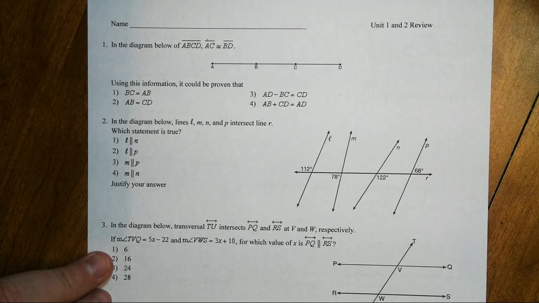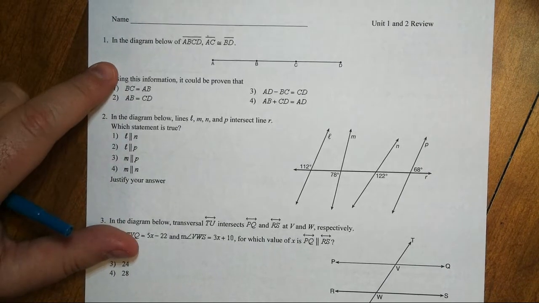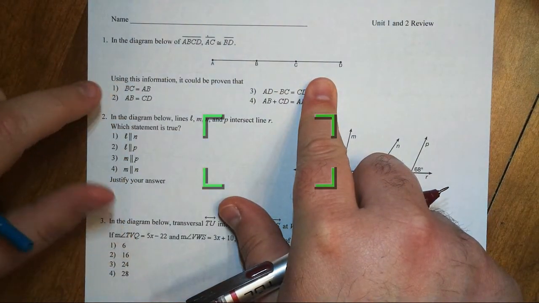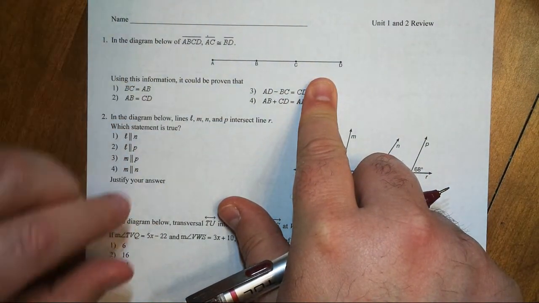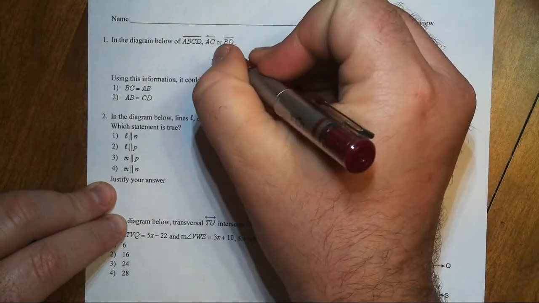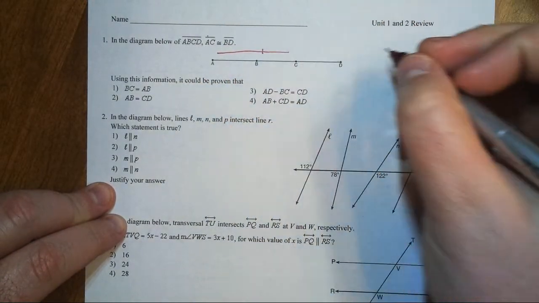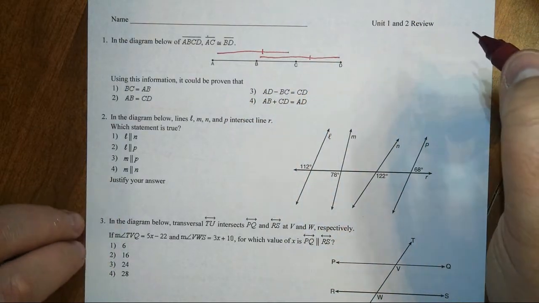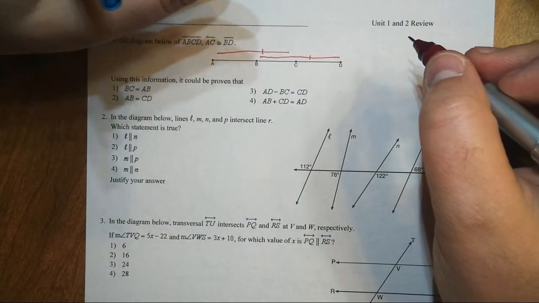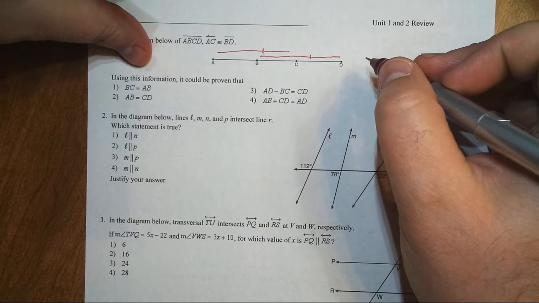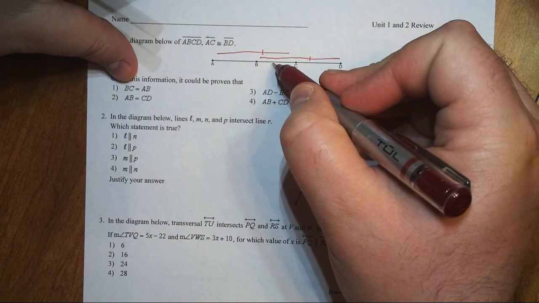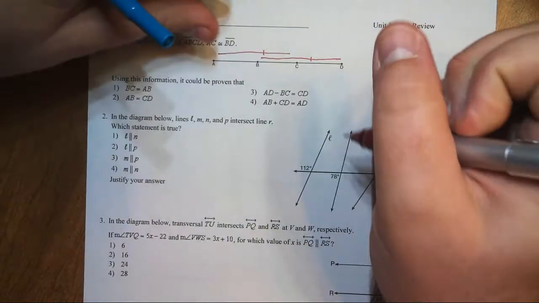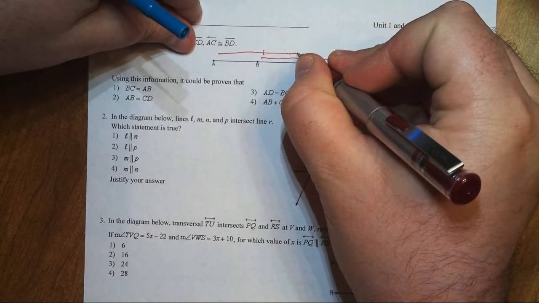So starting off with the first page, number 1, in the diagram below of line ABCD. Okay, we know that AC, which is this entire line right here, is equal to BD, which is that whole line right there. Using this information, what can be proven? Can we show that BC is the same as AB? That's not really going to work, but what you want to notice is that when these lines cross, right?